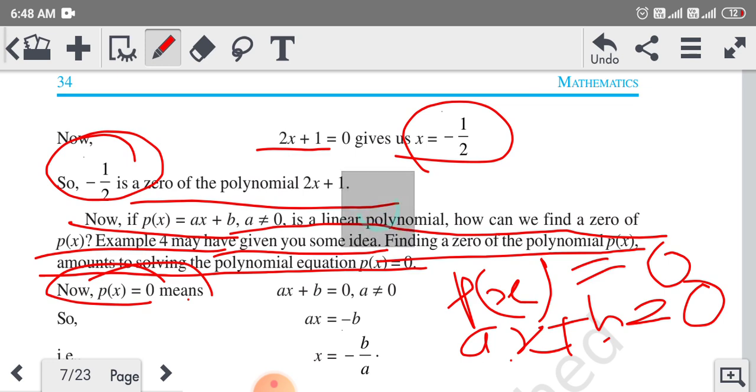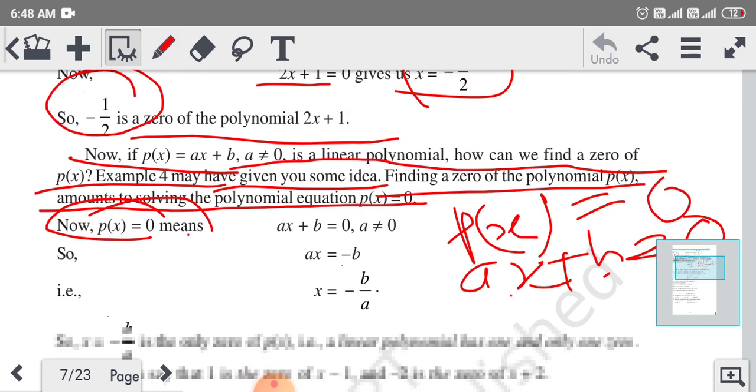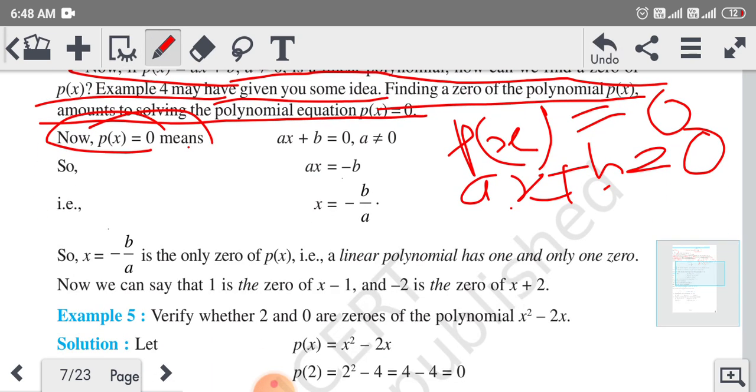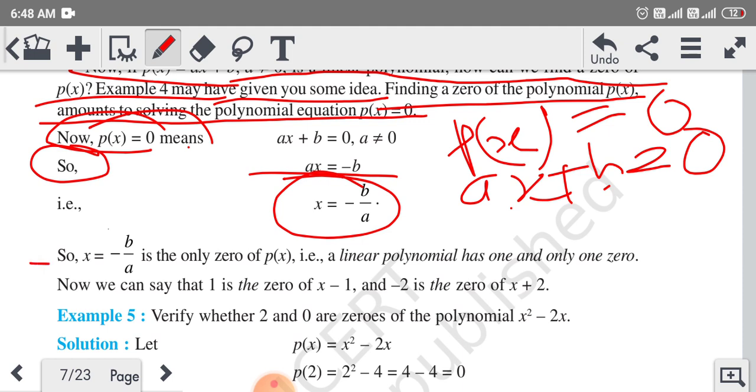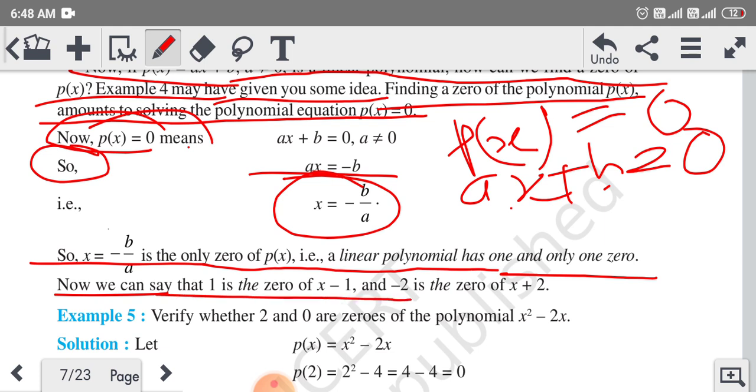So x is equal to minus b upon a. So x equal to minus b upon a is the zero of p(x), that is, a linear polynomial has one and only one 0. Now we can say that 1 is the zero of x minus 1 and minus 2 is the 0 of x plus 2.